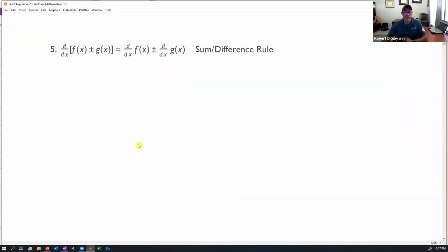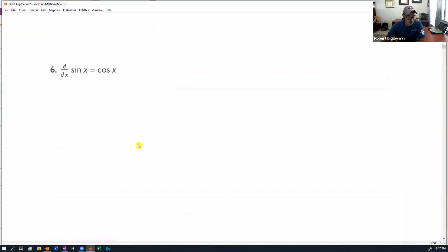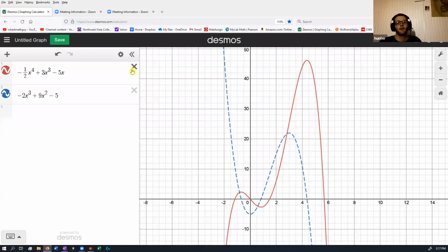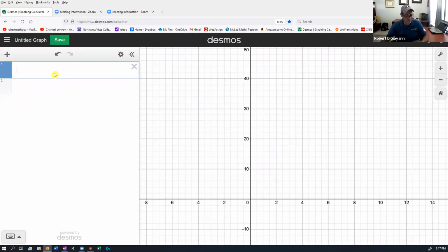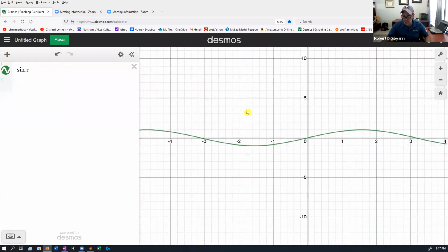Okay, now this next one is a rule you need to memorize. The derivative of sine of x is cosine of x. What? That actually makes a lot of sense. Let's see what we're saying. If we graph sine x, let's go and look at sine x here.